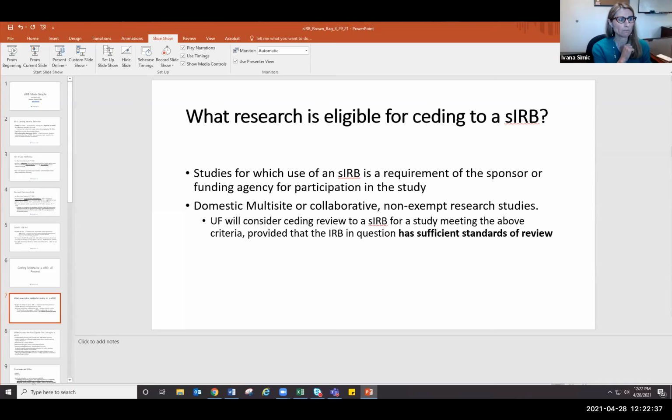Now, UF will consider seeding review to a single IRB for a study meeting the above criteria, provided that the IRB that's proposed to be the single IRB in question has sufficient standards of review. So as part of our local context review, we'll look into the profile of the single IRB that's proposed. And we are an institution with high standards of compliance, as evidenced by our AHRP accreditation.